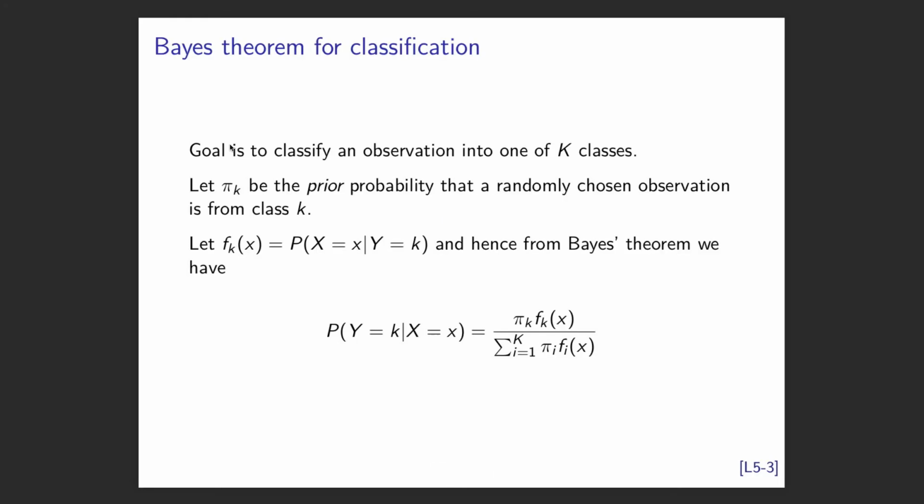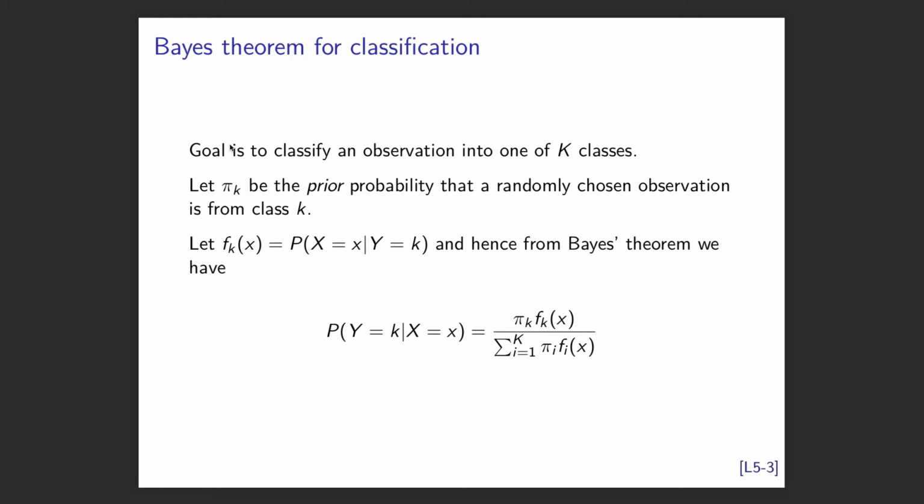So consider Bayes' theorem for classification. Our goal is to classify an observation into one of k classes. So let's assume that we have a prior probability that a randomly chosen observation is from class k, and we denote that by pi k. And also we have some sort of probability density function or probability mass function, that basically relates the probability of observing our x, which is our predictor, given each individual class.